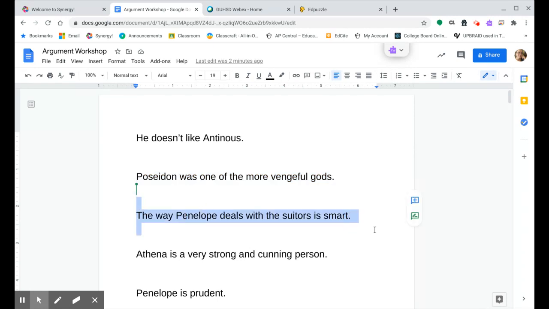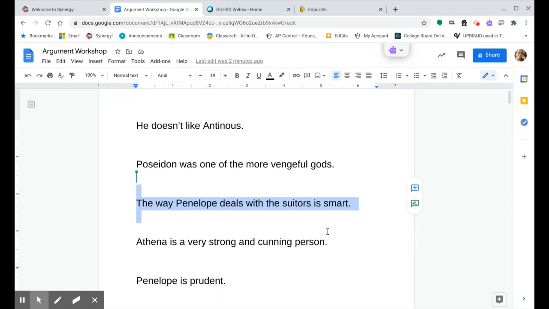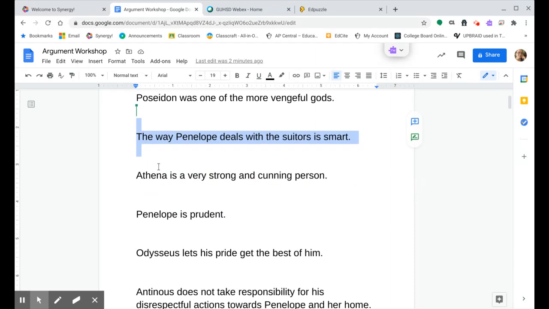Okay, the next one. The way Penelope deals with suitors is smart. Okay, well, now this is a little bit different. We don't just have Penelope as smart. We have a specific how she's smart or why she's smart. And that is that she's smart in the way that she deals with suitors. So I kind of like this one a little bit more. I think this one I would probably give excelling. So let's do one more and then I'll turn you loose and you will have to identify.